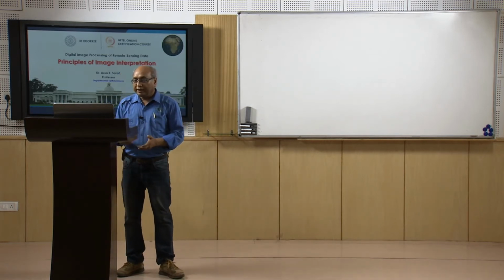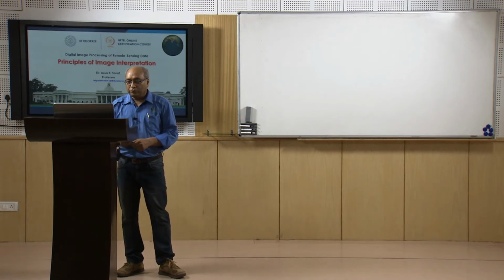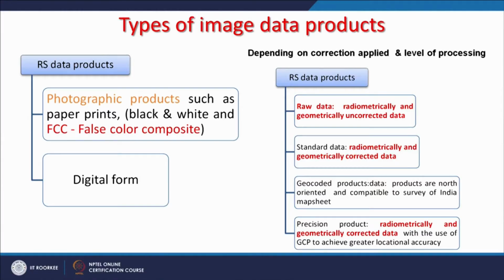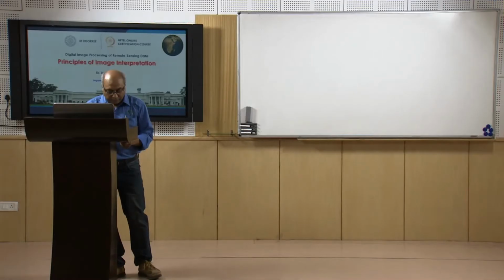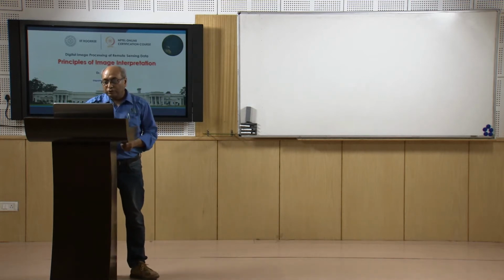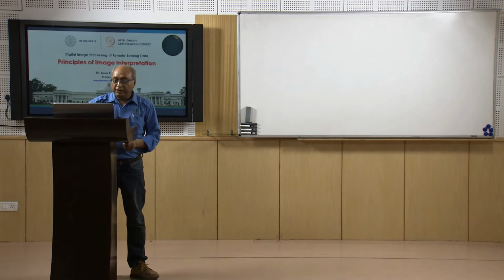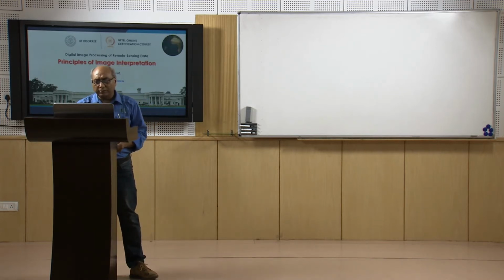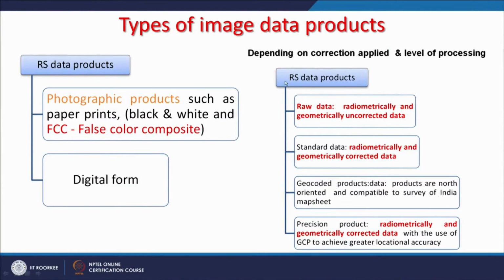Depending on the corrections applied and the level of processing, the remote sensing data differ, like raw data, which may be radiometrically and geometrically uncorrected. If we make interpretations on it, different types of errors may be introduced. After all kinds of processing, we can do this better. There are different products available to us in digital form: raw data, standard data, geocoded products, and precision products.